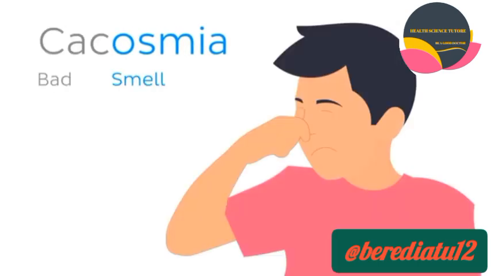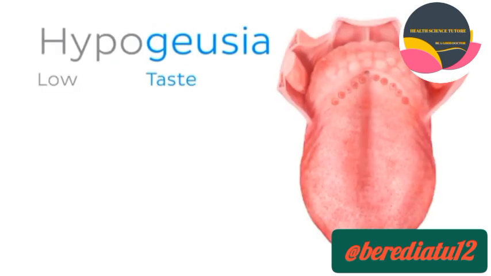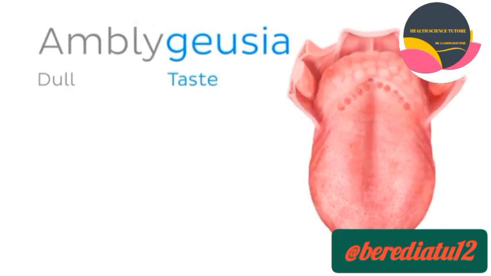An example of this is cacosmia, the perception of a foul odor when none exists. Next up is geusia, which refers to conditions of gustation or taste, as in hypogeusia, or ambligeusia, both of which mean a diminished sense of taste.